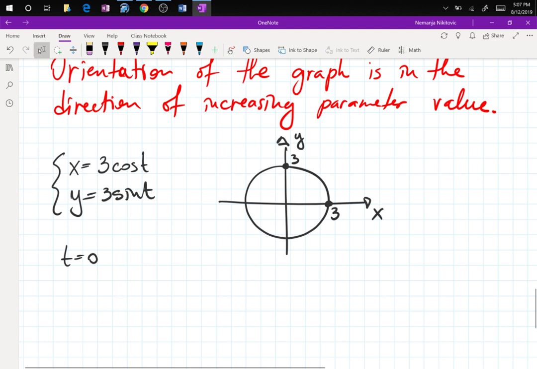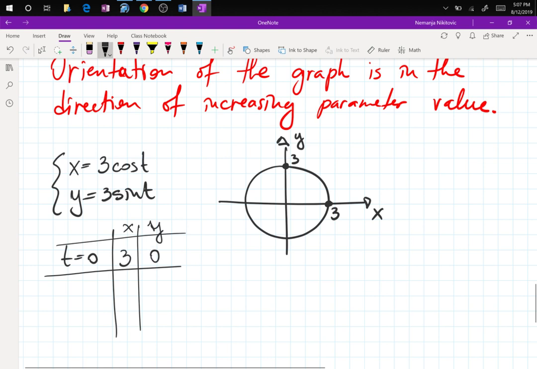Well, when t equals 0, we can actually do the good old xy. So when t equals 0, x is 3 and sine is 0. Then for t equals pi over 2, t equals pi, and last, t equals 3 pi over 2.